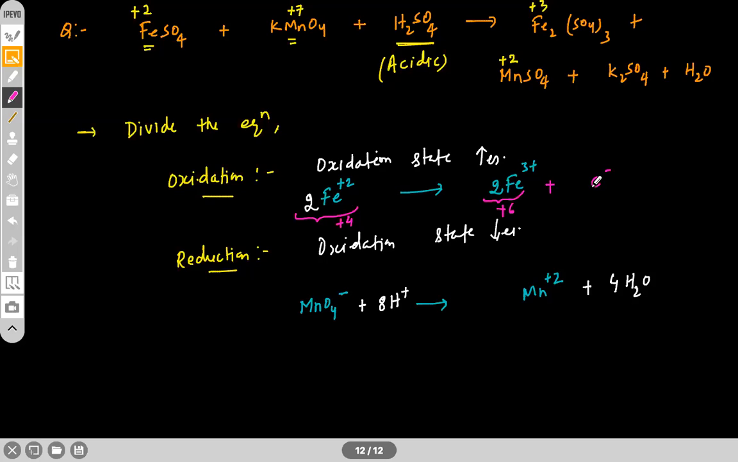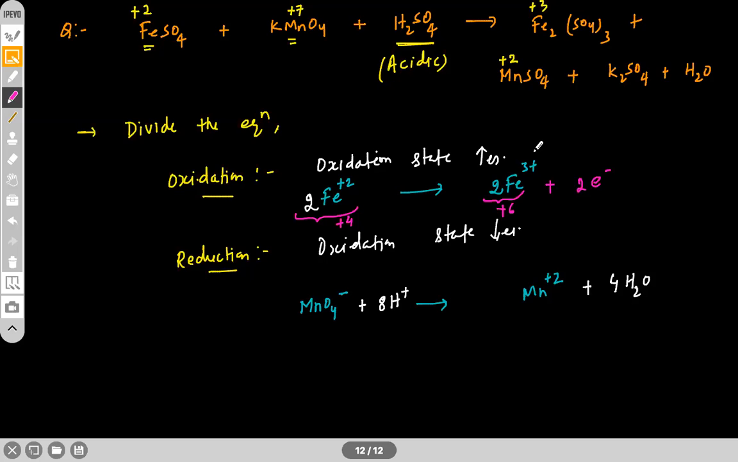How many electrons, so that the charge becomes equal? Very good, 2 electrons. So this equation is balanced. Everything is balanced. Atoms are balanced, charge is balanced. Okay? This is what you have to do in the second equation also. Could you tell me how many electrons on which side we have to add in the reduction half?